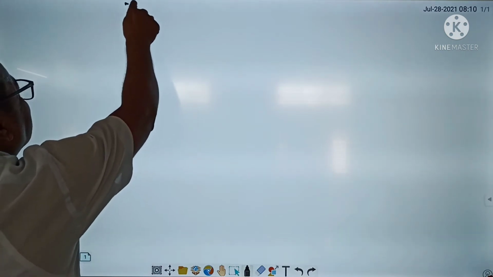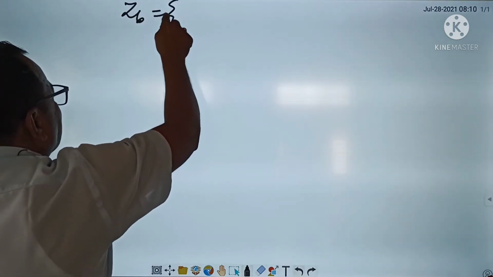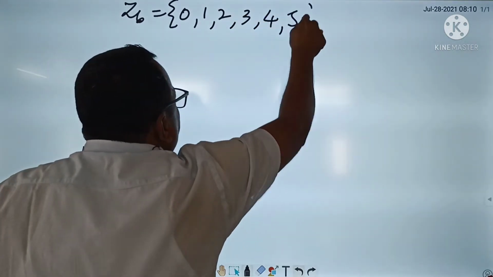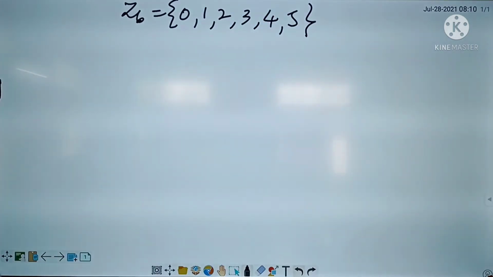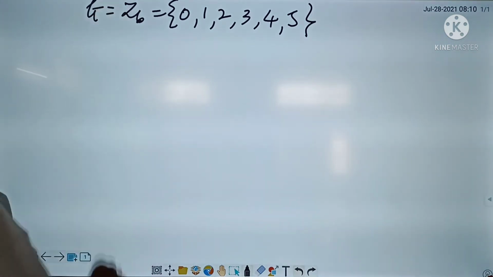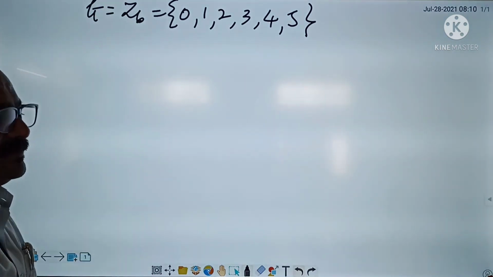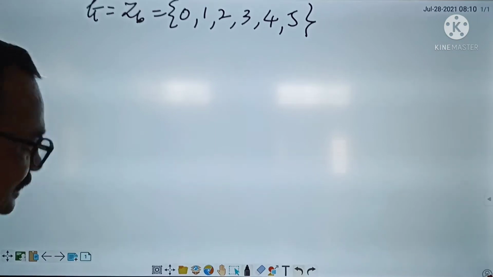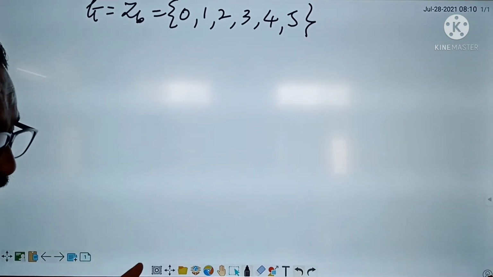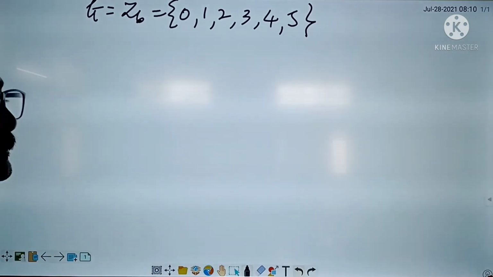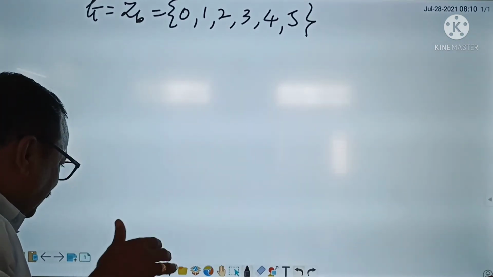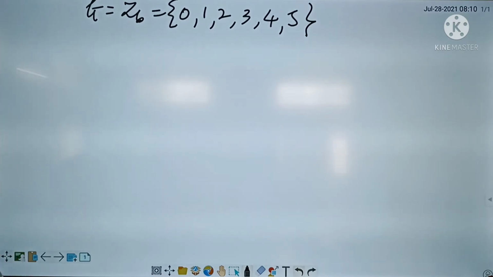Just we have seen that Z6 means 0, 1, 2, 3, 4, 5. This is a group and we denote it by G. So G means Z6, addition modulo 6. We know the composition table, just we have seen it. So is this a group or not? We have seen it in the third semester, so just we revise it to memorize this one.